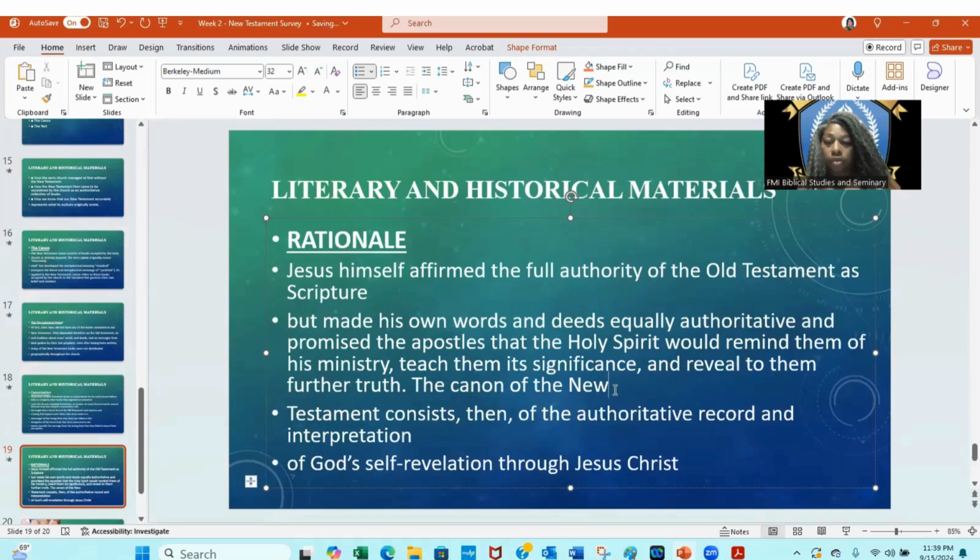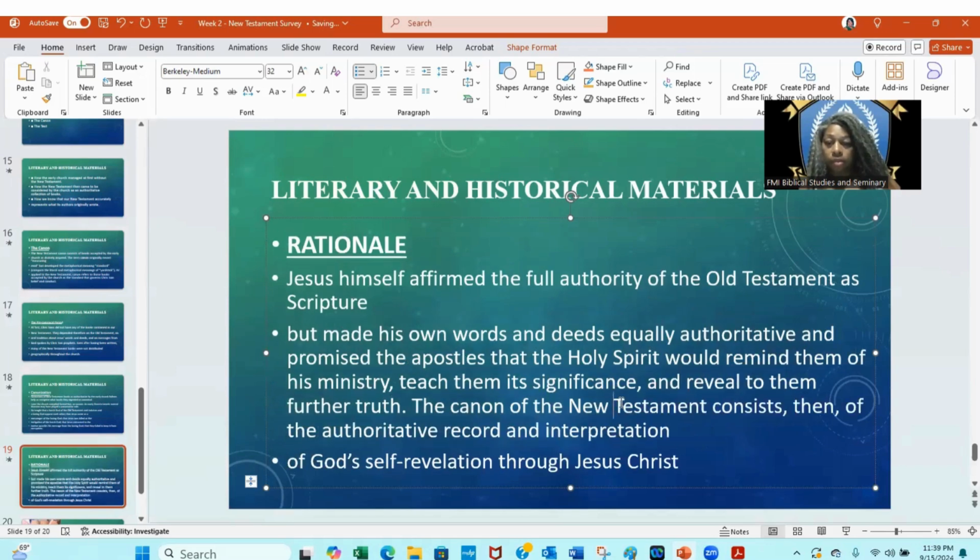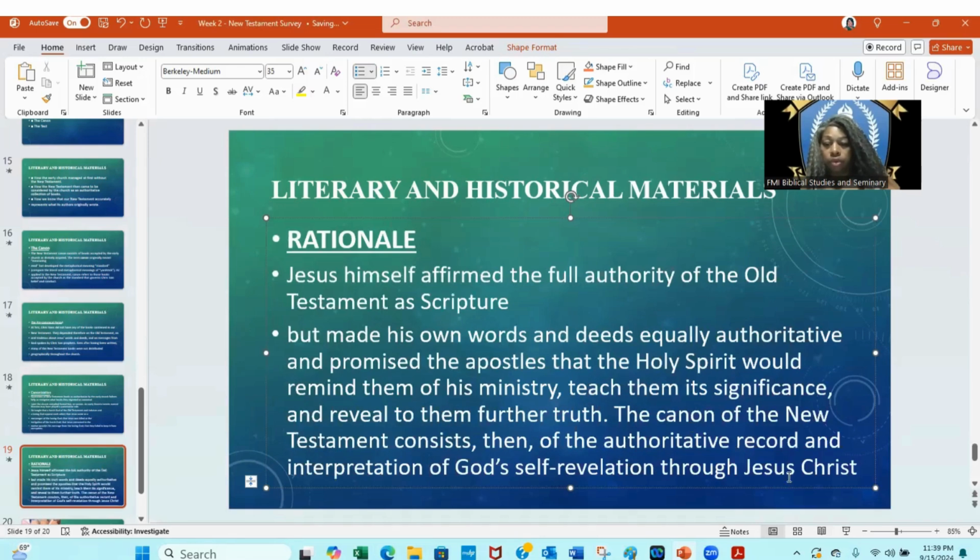Right? The canon of the New Testament consists then of authoritative record and interpretation of what? Of God's word, self-revelation through Jesus Christ. I'm gonna leave that there, period.